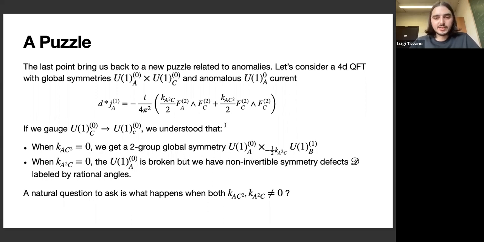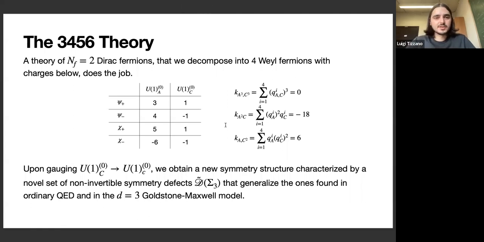And so there's a funny theory that we've been playing around with. There's a theory that I call the 3, 4, 5, 6 theory. So you take two Dirac fermions and you decompose them into 4 Weyl fermions with the charges below. So under U(1)_A, they have charges 3, 4, 5, and -6. And under U(1)_C, they have charges 1, -1, 1, -1. So this theory does not have any cubic anomaly. You can prove it yourself that both cubic anomalies are 0, while it has a non-zero A squared C and AC squared anomaly. And so what you have to do, again, is try to gauge the symmetry U(1)_C.